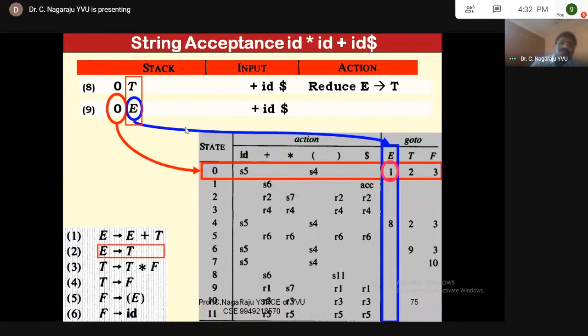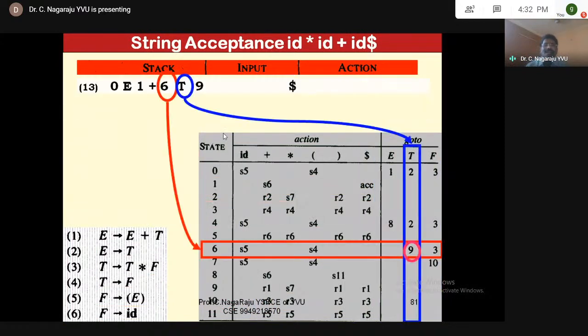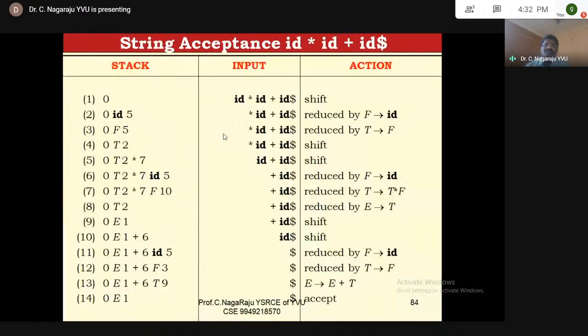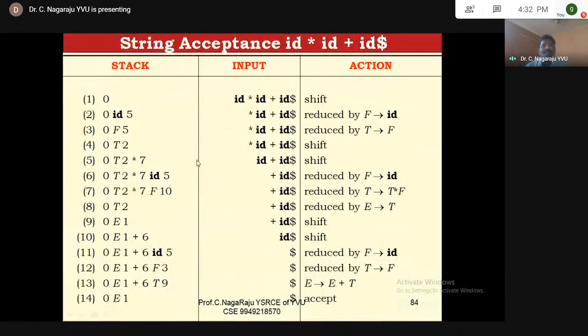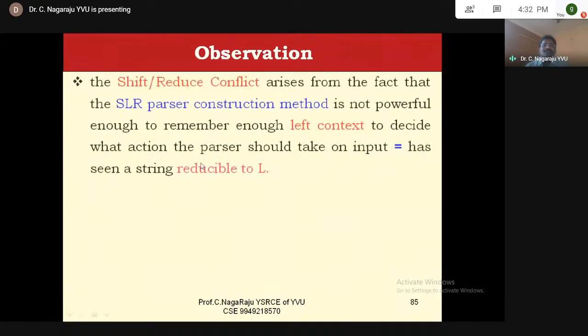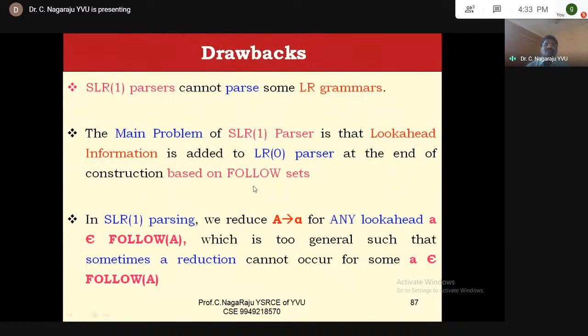So for all the symbols we can use a top-down procedure. This is the stack operation. So for this stack, I get the values of this one. This is the shift reduce parser. Shift reduce conflicts arise from the fact that the SLR parser construction is not powerful enough to remember left context. That is the drawback of SLR parsers.